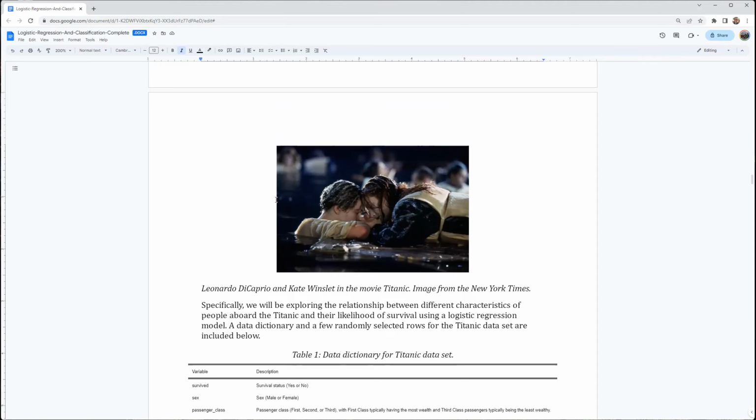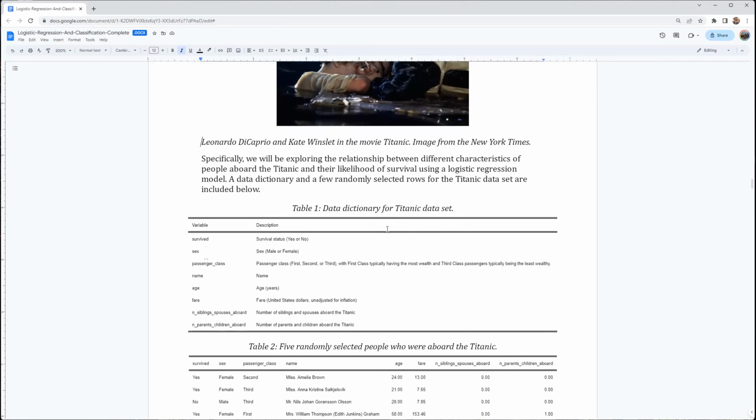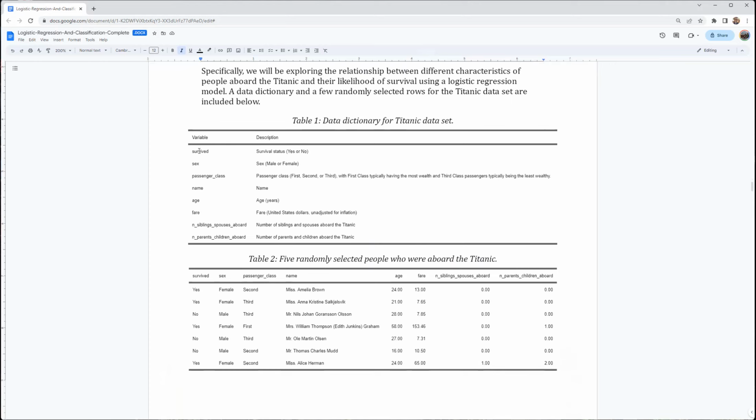Okay. So maybe we think, okay, based on what we saw in the Titanic, Kate Winslet or Rose making it, surviving, we wonder if women were maybe more likely to survive in the Titanic than the men, or maybe first class passengers, the wealthy people, were more likely to survive than the lower class passengers, the third class passengers. The movie has spurred us to wonder about this question, and we have data on the actual passengers, so we can explore that. Okay. So here's the data dictionary.